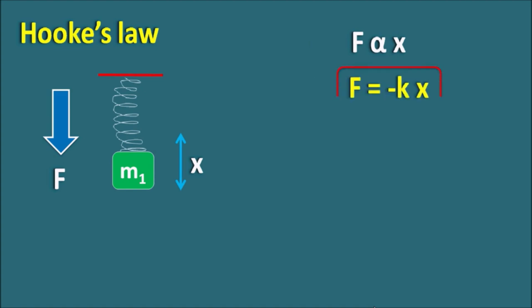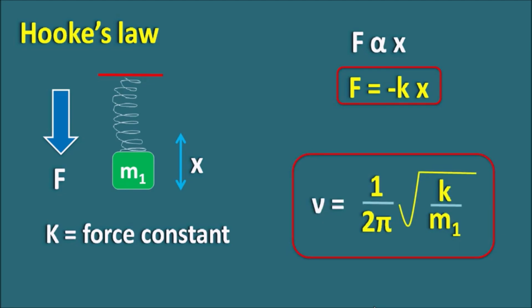Now this can be written as F is equal to minus K into x, where K is the proportionality constant, also called the force constant. This K depends on the strength of the spring; the more the force constant, the more the distance of oscillations. In this way, whenever we apply a force on an object suspended by a spring, the object will oscillate, and the frequency of oscillations can be given by Hooke's law as nu is equal to 1 by 2 pi into root of K by m1, where K is the force constant and m1 is the mass of the object.